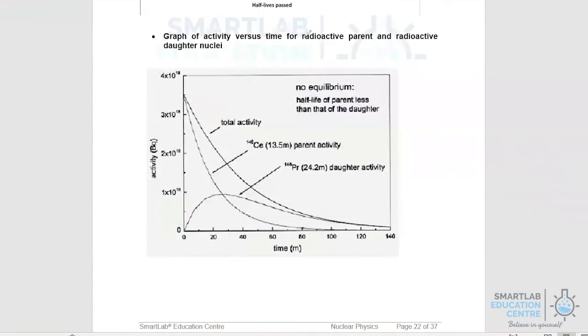In the next graph, we are looking at something similar. We're looking at the radioactive parent nuclei, which in this case is Ce, and it disintegrates to form Pr, which in this case is the daughter nuclei, but the key thing to note as the difference from the earlier example is that it's now radioactive.